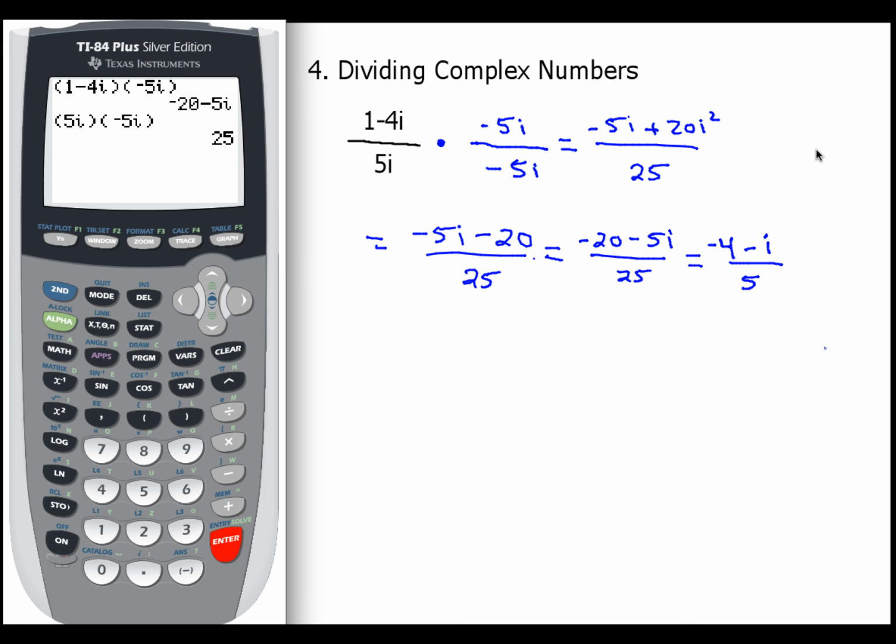Hopefully you found this informative and you got a handle on how to use your graphing calculator to help you work with adding, subtracting, multiplying, and dividing complex numbers. The adding and subtracting shouldn't need it for that, but definitely on the multiplying or dividing, you definitely want to use your graphing calculator as a tool to help you verify your solutions.